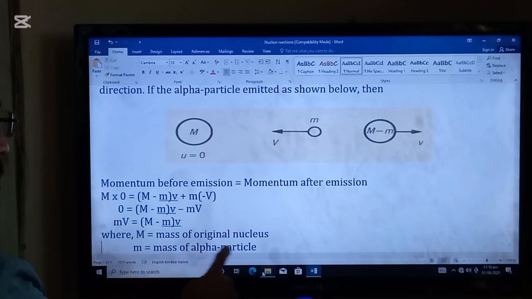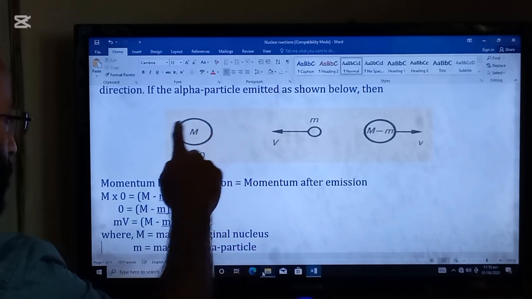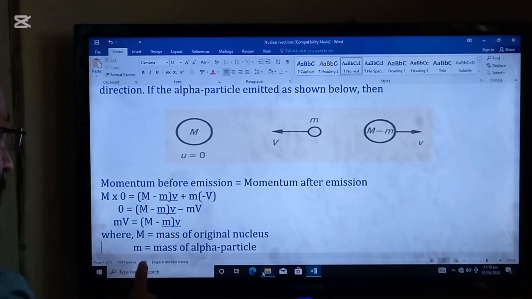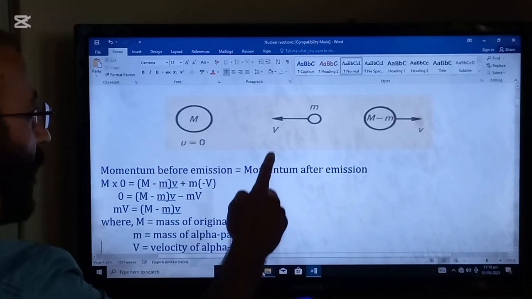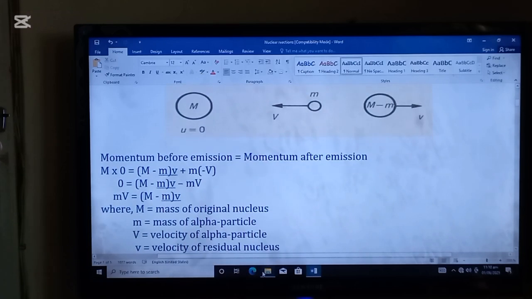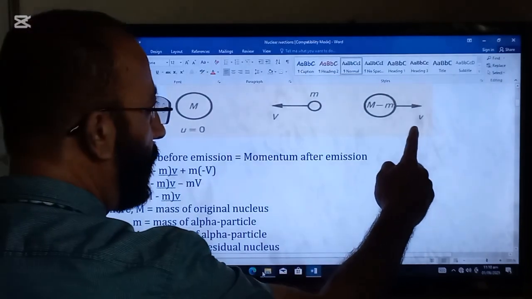where M is the mass of the original nucleus, this one. Small m is the mass of the alpha particle. Capital V is the velocity of the alpha particle. Small v is the velocity of the residual nucleus.